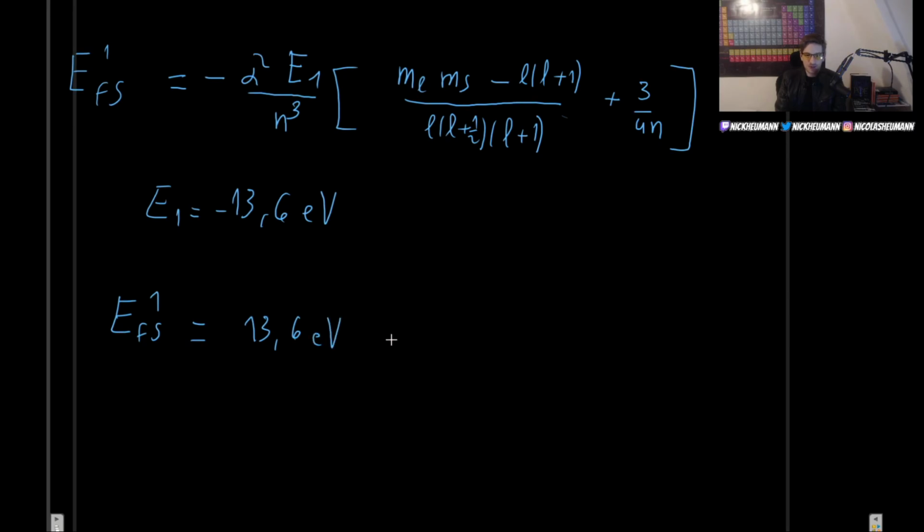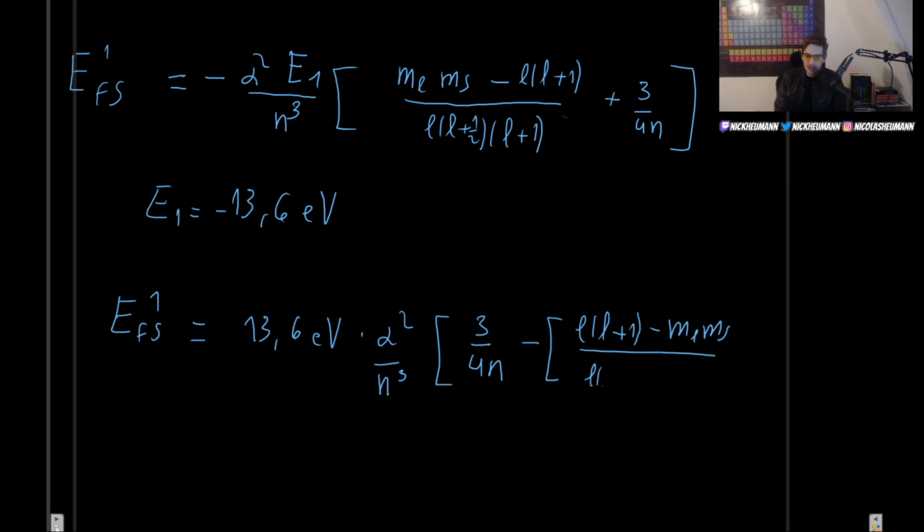13.6 electron volts times alpha squared over n cubed. And then we have, well, maybe let's put 3 over 4n. And well, you can then use the notation that Griffiths uses. So you can use minus L. So basically you factor out a minus sign, but it doesn't really matter. Minus ml ms divided by L over L plus 1/2 L plus 1.